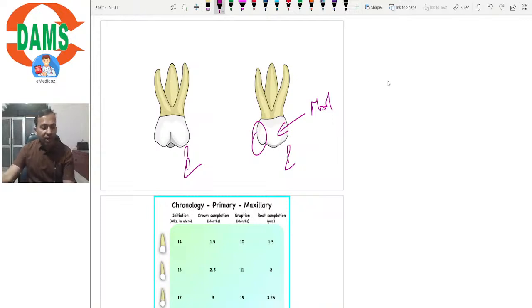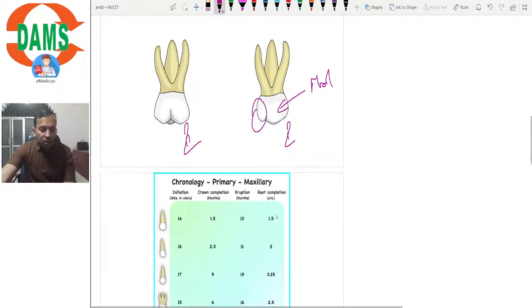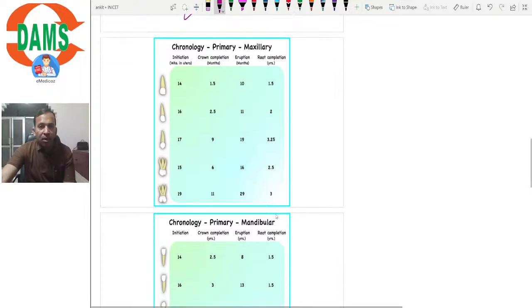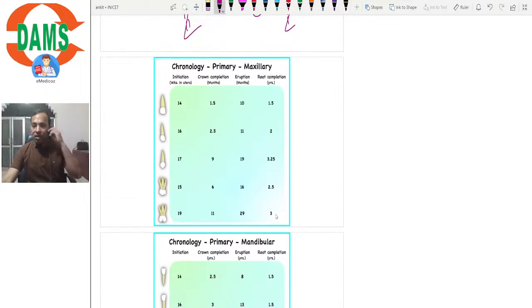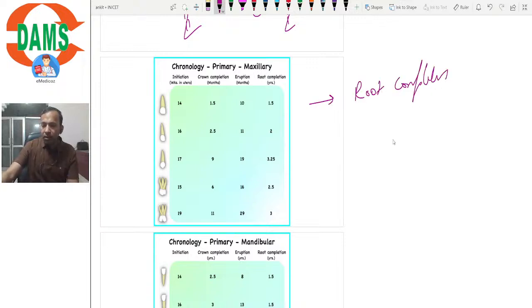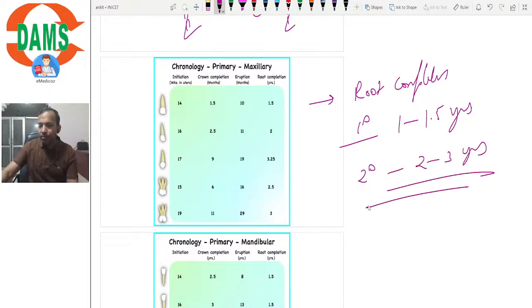बाकी हमने बात पीछे कर ली क्राउन साइजेस की. 2 to 3 years, परमानेंट में 2 to 3 years, प्राइमरी में 1.5 to 2 years, राइट. सॉरी, 1 to 1.5 years. इन प्राइमरी में रूट कंप्लीशन 1 to 1.5 years. In permanent 2 to 3 years, right?